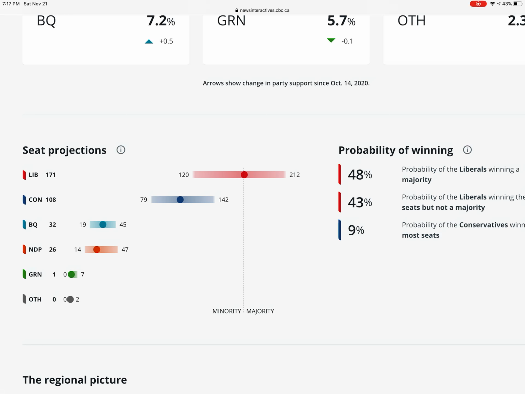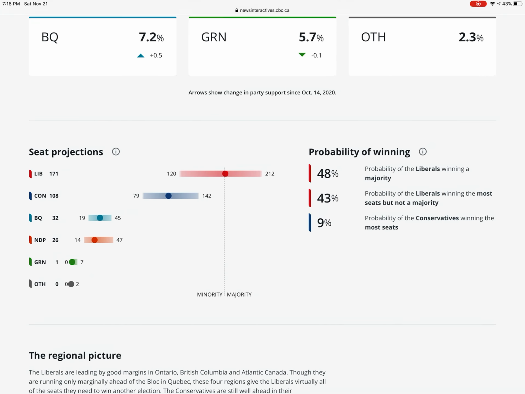Now, notice though that there is an overlap of the lowest that they have for the Liberals, which is 120, and the highest they have for the Conservatives, which is 142. So you've actually got quite a large margin of error. And that is why it's only a 48% probability that the Liberals are going to win a majority.